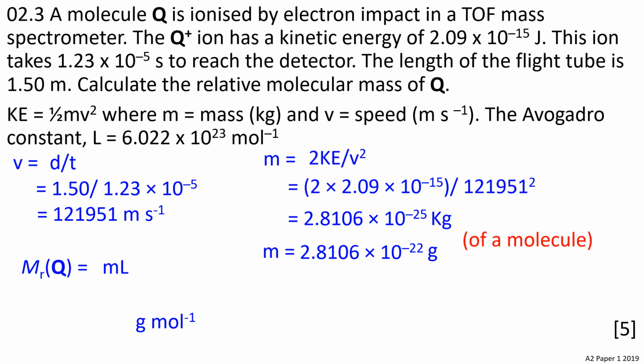Now we want the molecular mass, so we need the mass of 1 mole of molecules. So we multiply through by Avogadro's number, which is given to us in the question there. That's 6.022 times 10 to the 23. And that's going to give us our answer in grams per mole. 169 to 3 significant figures. I've retained the same number of significant figures as the fewest number of significant figures given to us in the question.